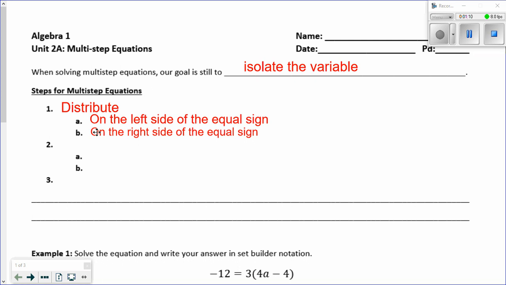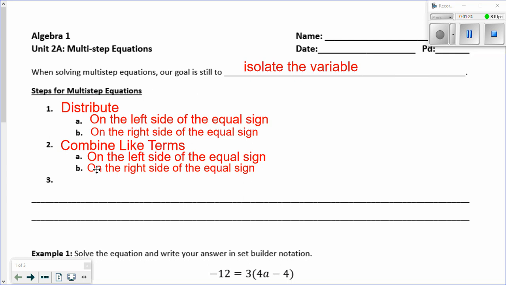Okay? The next thing we're going to do is combine like terms. And just like with distribute, we're going to do one set at a time. So we're going to combine like terms on the left side of the equal sign, and then combine like terms on the right side. We have not crossed over that equal sign at all yet. All we've done is simplify both sides. Now that both sides are simplified, we can employ SAD-MAG.